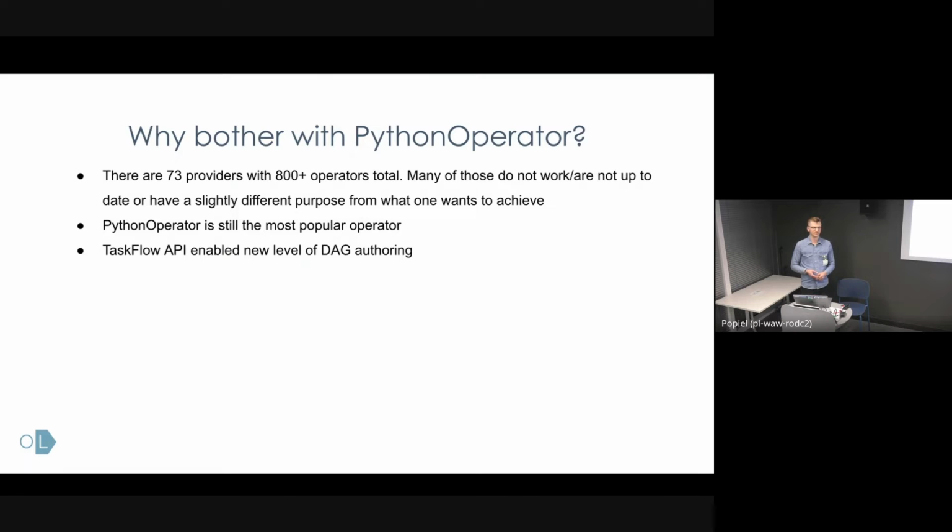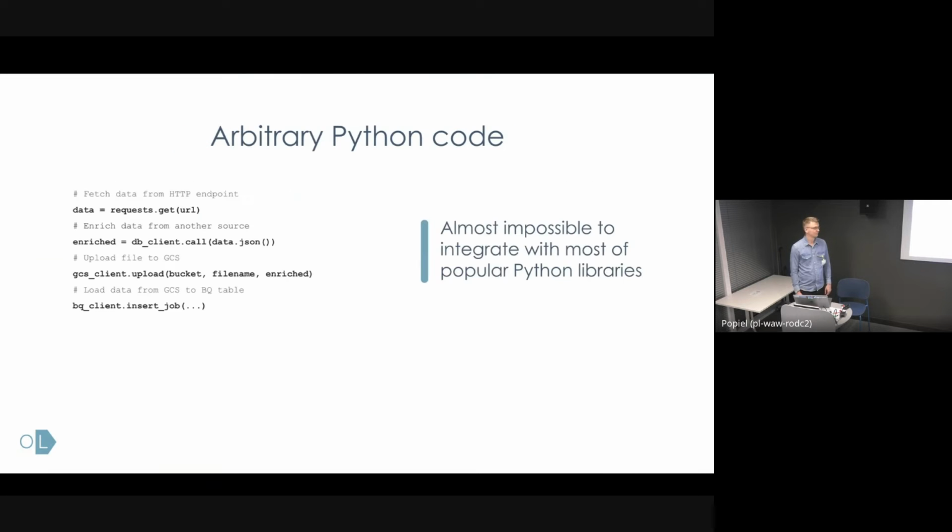And another reason is that Airflow also introduced the TaskFlow API that lets you cooperate even more easily with Python code and tasks and move data around without dealing with XComs explicitly. So as I said, the PythonOperator allows you to run any code, and that's basically the problem. You can, for example, fetch the data with the requests library, then call some other DB client, upload it with a GCS client, for example, then do something else.